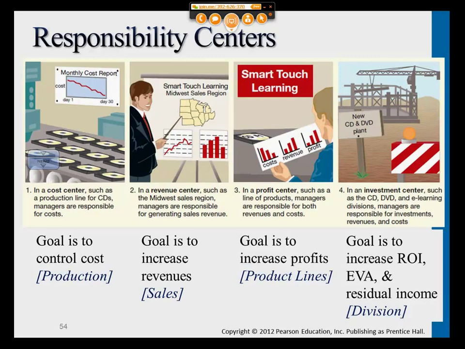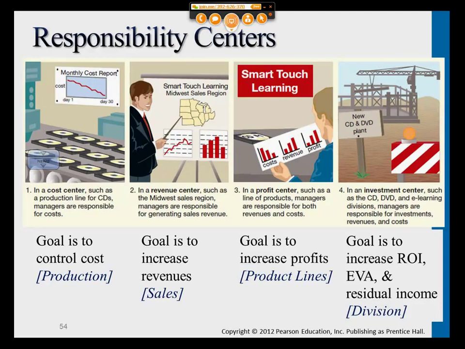So the third one is our profit center. Profit center for a particular line of product, for example, the line producing Excel DVDs or whatever that line of product is, there are managers who are responsible for revenues and for costs, right? So here the goal changes a little bit. It's an increase in profit.